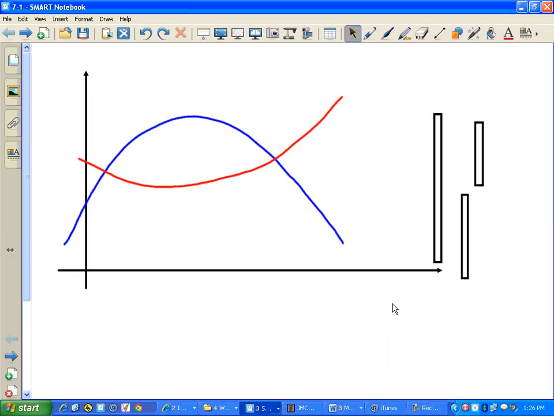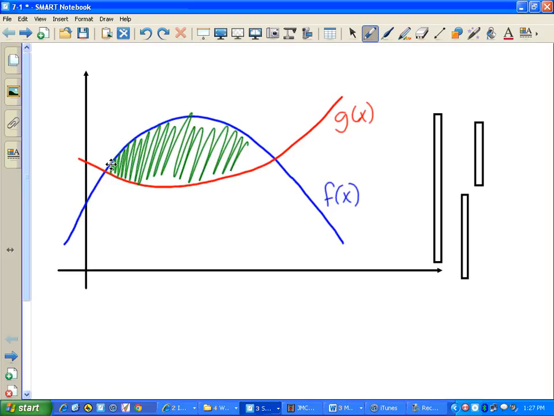Okay, we're going to look at how you find the area of a region that's between two curves. So if I've got two curves, I've got the blue line here, which we'll call f of x, and the red line, which we'll call g of x. I want to know what the area of this region is. Okay, so let's take a look at how we come up with this.